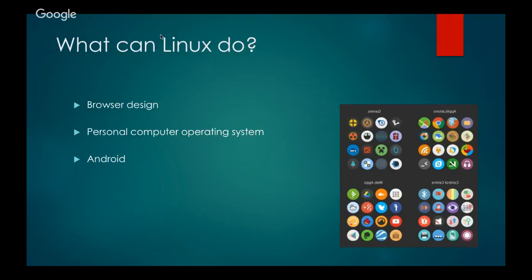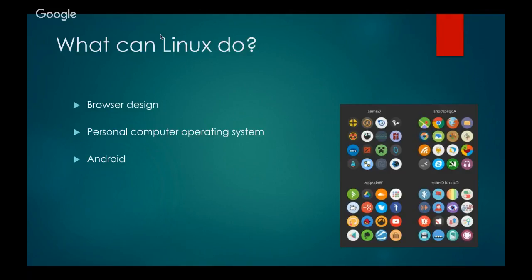So, what can Linux do? Linux can do many things, but basically it is used to make browser design. Also, it is used to make the design of personal computer operating systems. And since Linux is an open source software that is open to all IT engineers, they can also use it to design their own personal cell phones and cell phone operating systems.